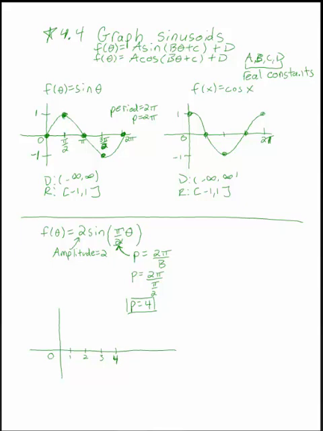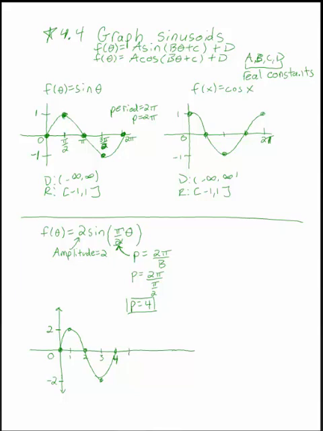Now the amplitude is 2, so I'll mark off a 2 and a negative 2 on the y-scale, and I'm not shifting the graph up or down at all, and there's no phase shift or horizontal shift. So now I just have to draw in my sine curve. So that's 1 cycle of the sine graph. Now if I wanted to do more cycles, I could just keep the pattern repeating.